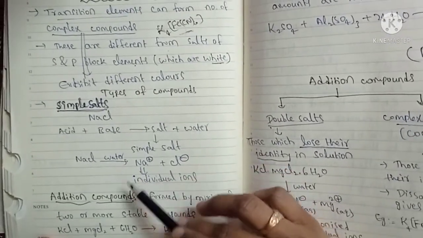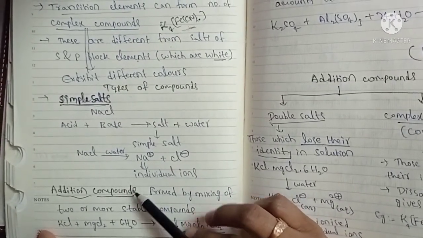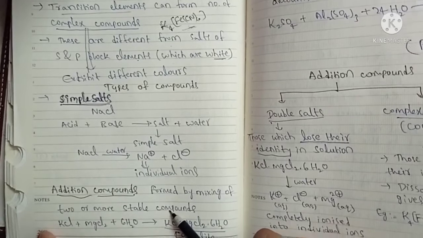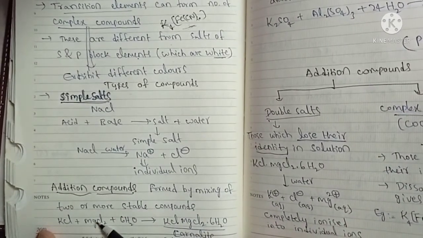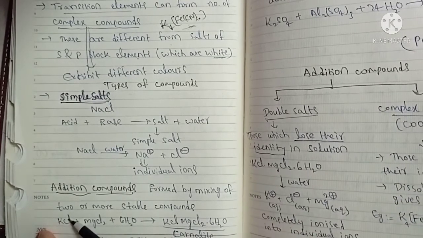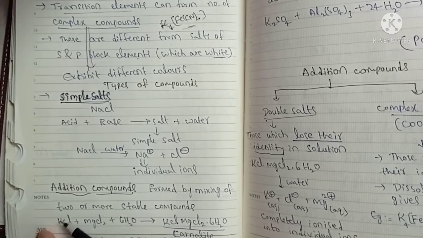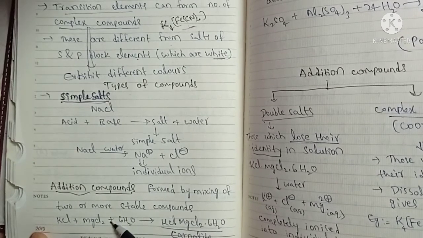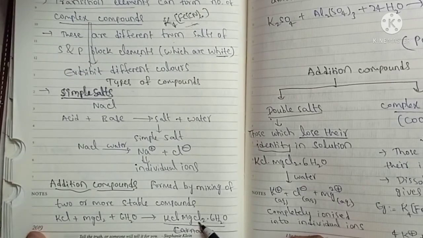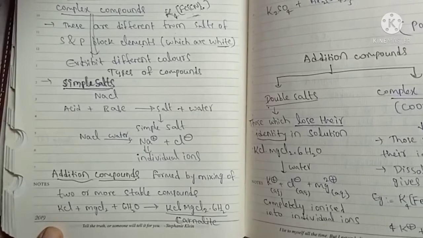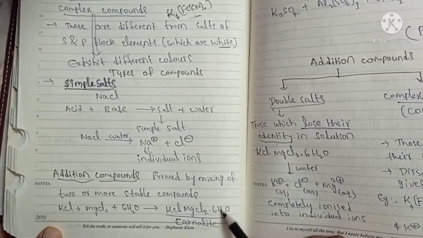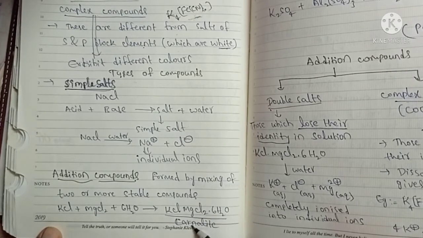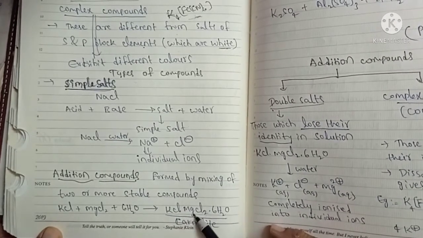Some compounds are called addition compounds. Addition compounds are prepared by mixing two or more stable compounds. For example, if you mix KCl, MgCl2 and water in a stoichiometric proportion, meaning we should maintain the correct ratio of these compounds, they can form addition compounds. For example, this is carnallite, KCl·MgCl2·6H2O. This is an addition compound. By adding two stable compounds, we are preparing the addition compound. Carnallite formula is KCl·MgCl2·6H2O.